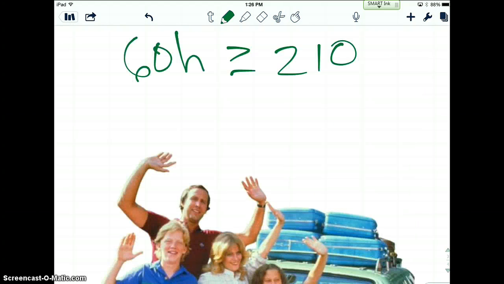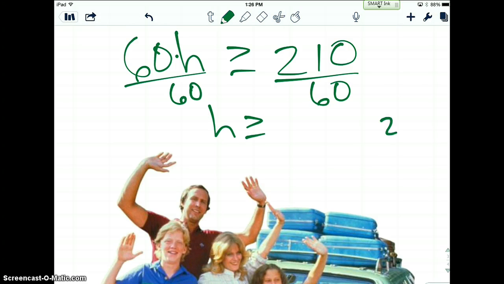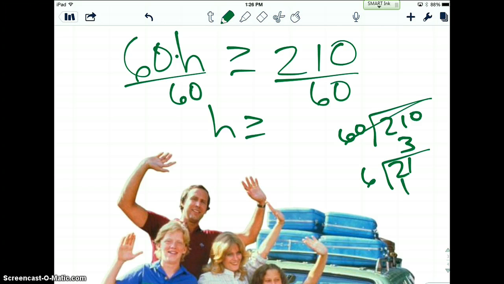So 60h should be greater than or equal to 210. To get rid of the 60, I'm going to divide. And the number of hours, 210 divided by 60, will be the same thing as just 21 divided by 6. So this is 3 and 3/6, which is really just 3.5. So the number of hours, now here's my solution.